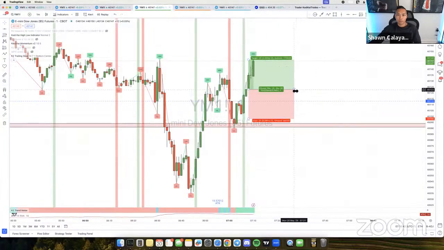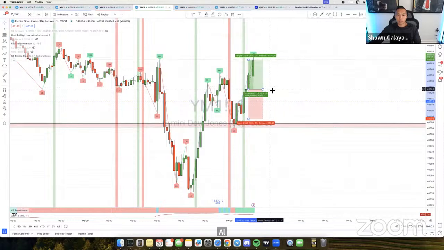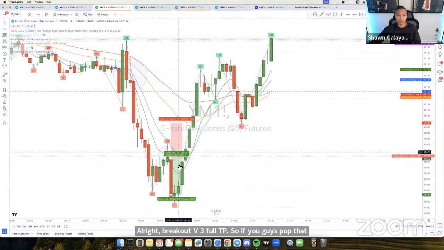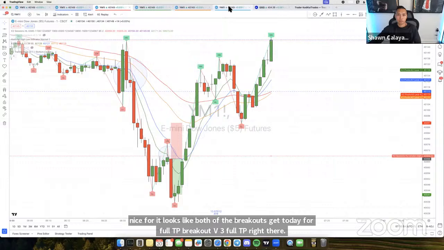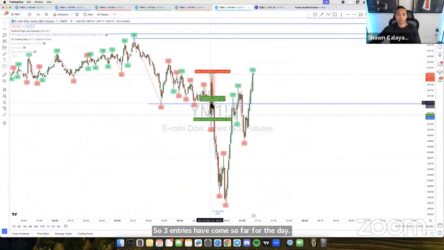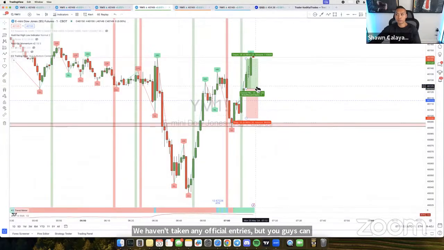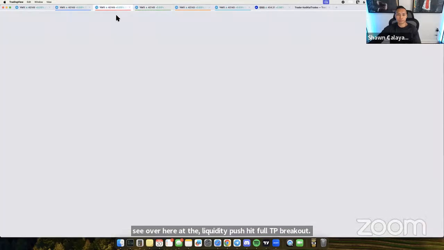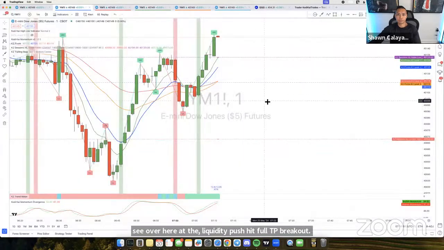All right, breakout V3 full TP. So if you guys caught that, nice work. Looks like both of the breakouts hit today for full TP. Breakout V3 full TP right there. We also had the PRB entry right here, full TP as well. So 3 entries have come up so far for the day. We haven't taken any official entries, but you guys can see over here, the liquidity push hit full TP, breakout V3 full TP, PRB full TP, and that's about it for right now.